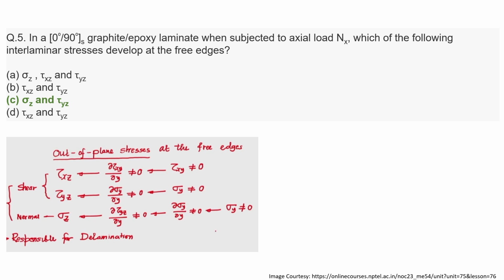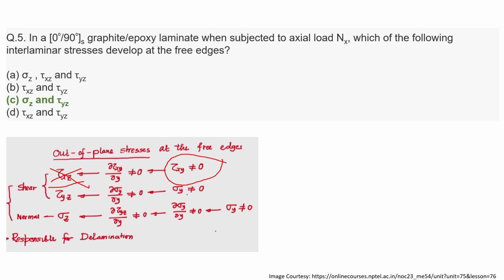For getting tau xz, you will need the value of tau xy. For tau yz, you will need the value of sigma y, and for sigma z, you will need the value of sigma y. So you can correlate that if you're loading Nx and you're not getting any shear stresses, that means tau xy is equal to 0. The first condition says that if tau xy is not equal to 0, then we will get tau xz. But in this case, tau xy will be equal to 0, so you will not be getting tau xz.